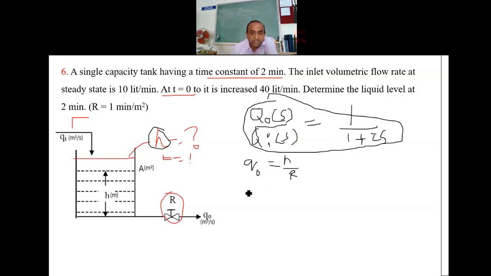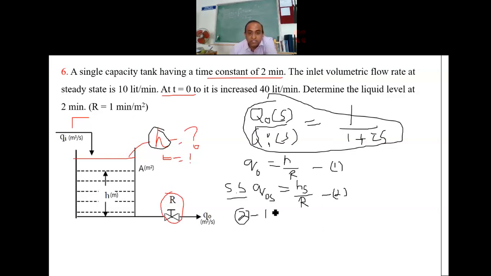What I do next is apply steady state for this. Once you apply steady state, Q naught becomes Q naught S, equals HS divided by R, where R is constant so it remains as R. I'll call this equation 1 and this equation 2. Are you able to see? So you got equation 1 and equation 2 at steady state. What I'll do is subtract 2 from 1.